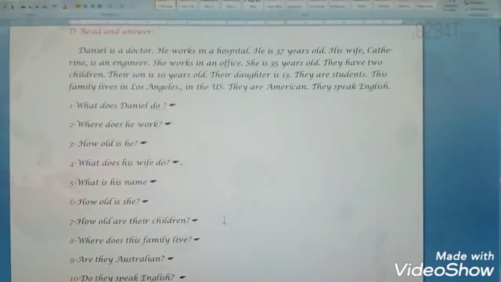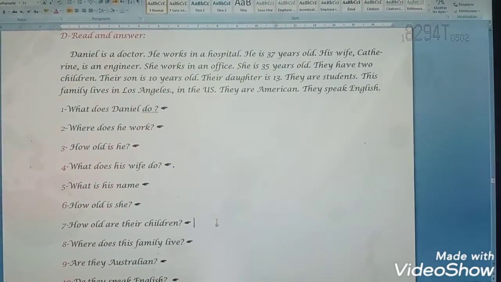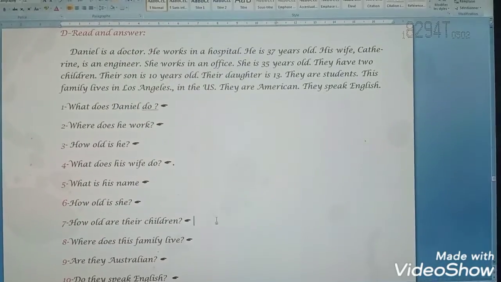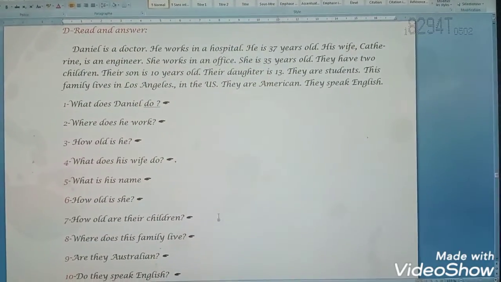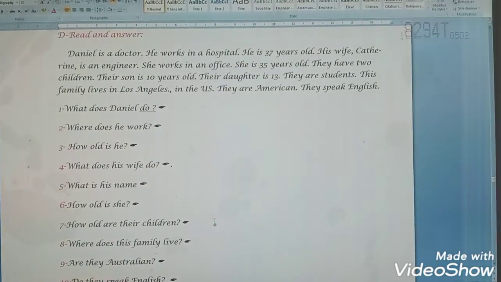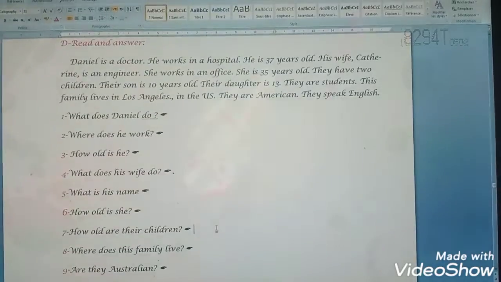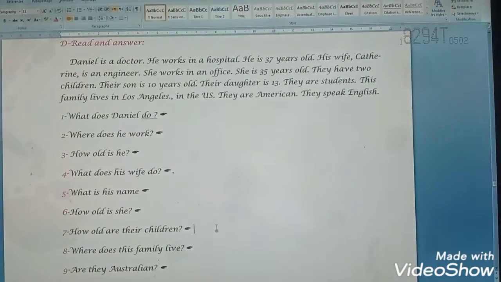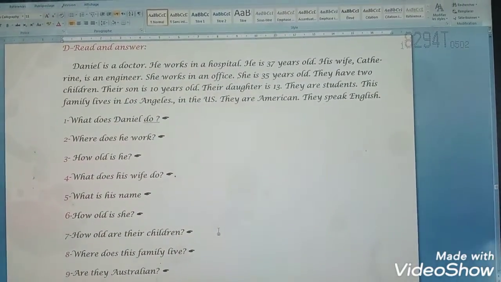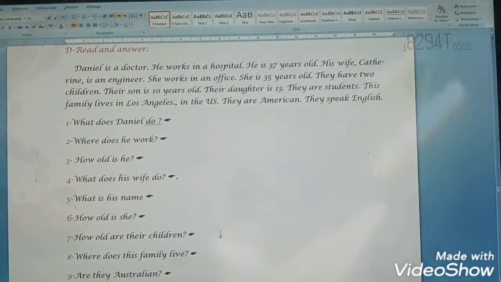So, read and answer. Daniel is a doctor. He works in a hospital. He is 37 years old. His wife Catherine is an engineer. She works in an office. She's 35 years old. They have 2 children. Their son is 10 years old. Their daughter is 13. They are students. His family lives in Los Angeles, in the US. They are American. They speak English.